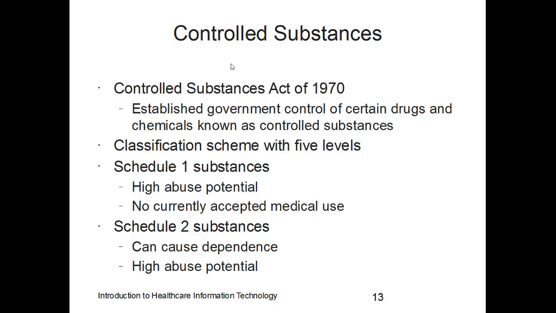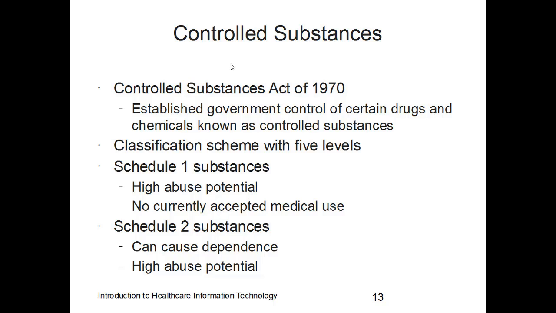All right, now we'll talk about controlled substances. Now, this is a reference to the Controlled Substances Act of 1970. And this act established government control of certain drugs and chemicals known as controlled substances. And this is basically a classification scheme that's broken down into 5 individual levels. And the lower the number, the higher the potential for abuse and addiction.